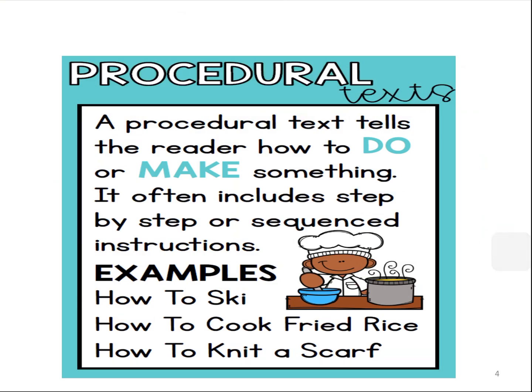So procedural texts, what do they do? A procedural text tells the reader how to do or make something. It often includes step-by-step or sequenced instructions. Sequenced means step-by-step. Here are some examples: how to ski, how to cook fried rice, and how to knit a scarf. And these are all different titles for procedural texts.